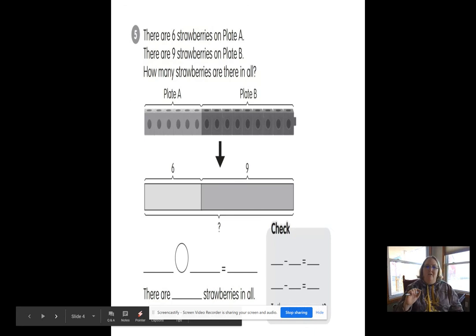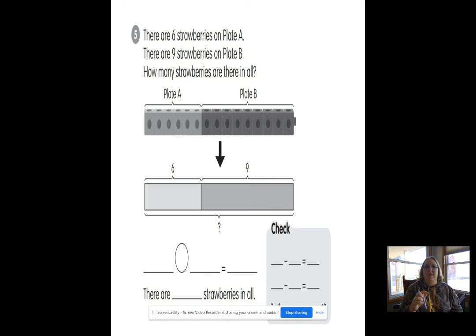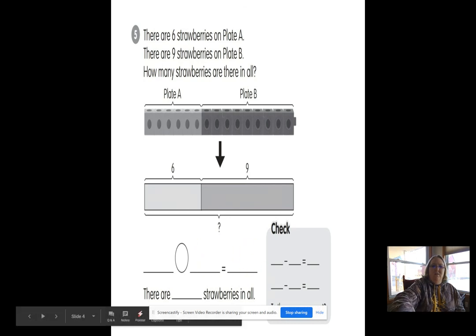All right, so we're going to try it out on number 5. Number 5 says there are 6 strawberries on plate A. There are 9 strawberries on plate B. How many strawberries are there in all? So we're putting them together. Plate A plus plate B. We have 6 and 9. So we put them together to get the total. 6 plus 9 equals how much? So then you're going to answer your sentence. There are how many strawberries in all? And this is where we can check our work.